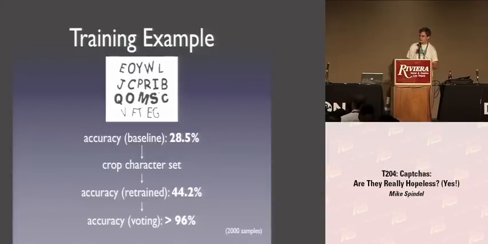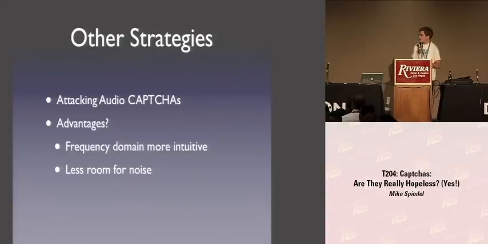And then just to further illustrate the significance of presenting multiple variants of the CAPTCHA, if we vote between multiple OCR results of the same word, we can bump that up to 96%, which is just unrealistic accuracy to try to defend against. And now Mike is going to talk about some other strategies for cracking audio CAPTCHAs.